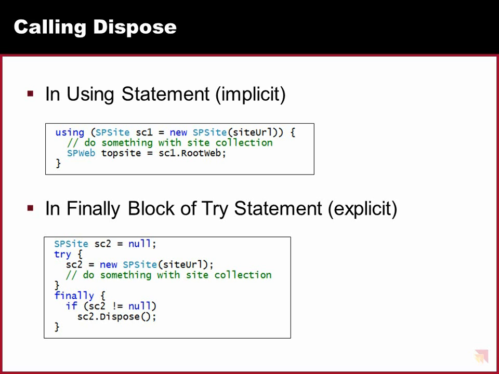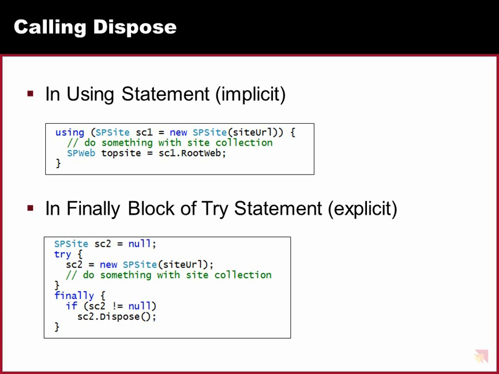Now, if we look at the top block, typically what we do is our call to dispose can be made implicitly because we create the SPSite object inside of a using construct.